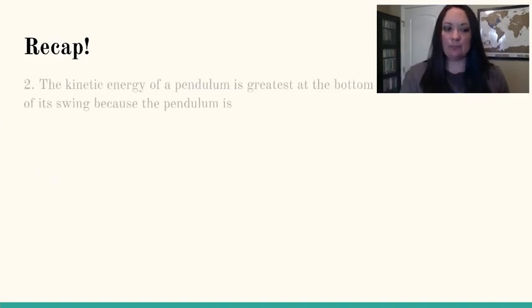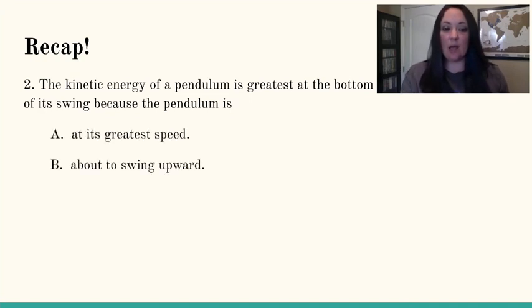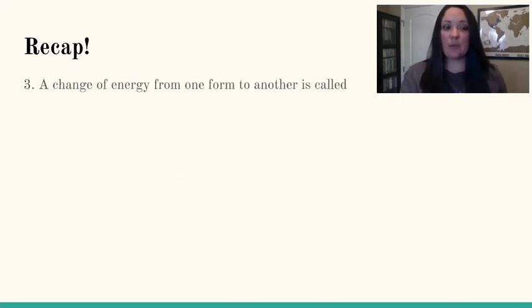Question number 2. The kinetic energy of a pendulum is greatest at the bottom of its swing because the pendulum is A, at its greatest speed, B, about to swing upward, C, at its lowest point, or D, at its slowest speed. So why is the kinetic energy the greatest at the bottom of its swing? So go back to that picture we looked at about the pendulum. It is A. It's at its greatest speed. It's going the fastest.